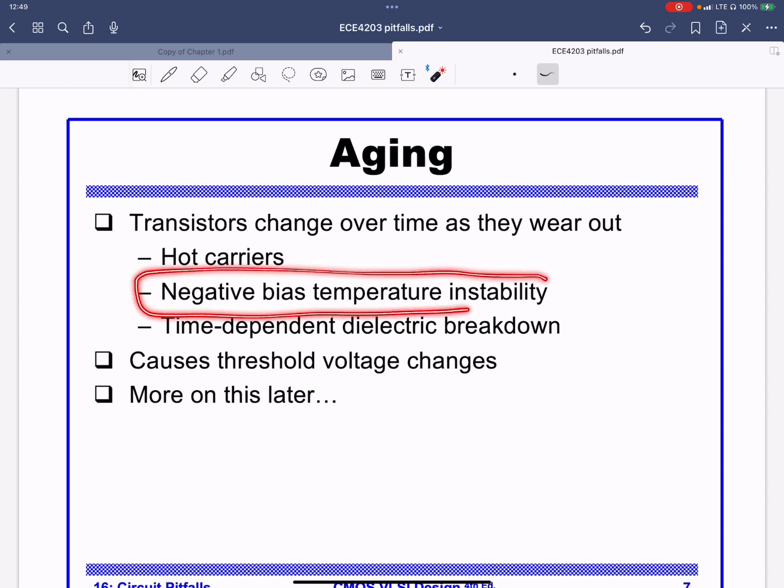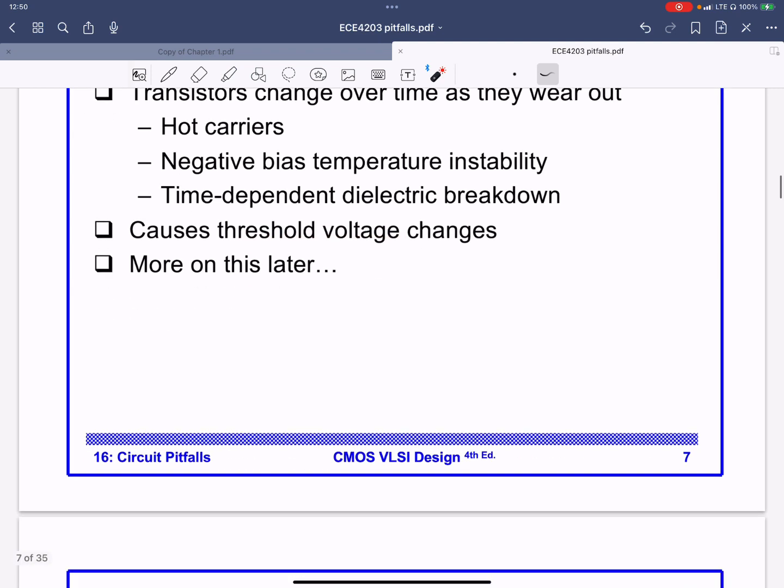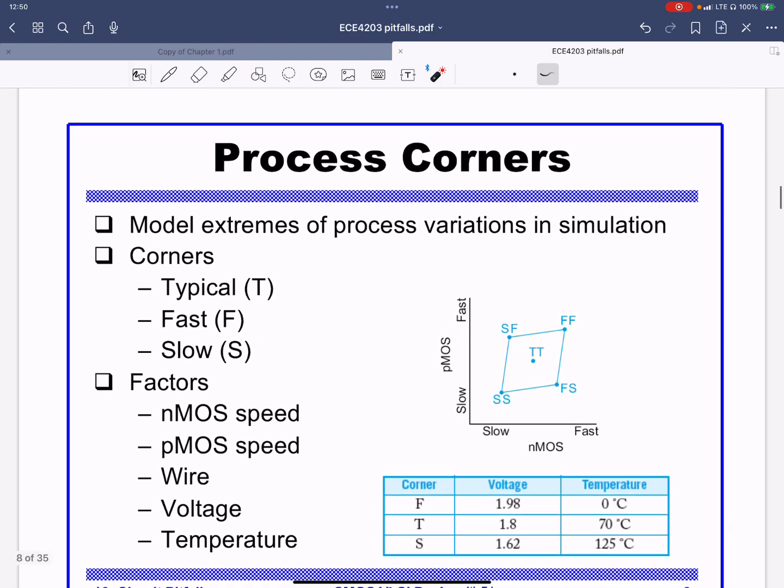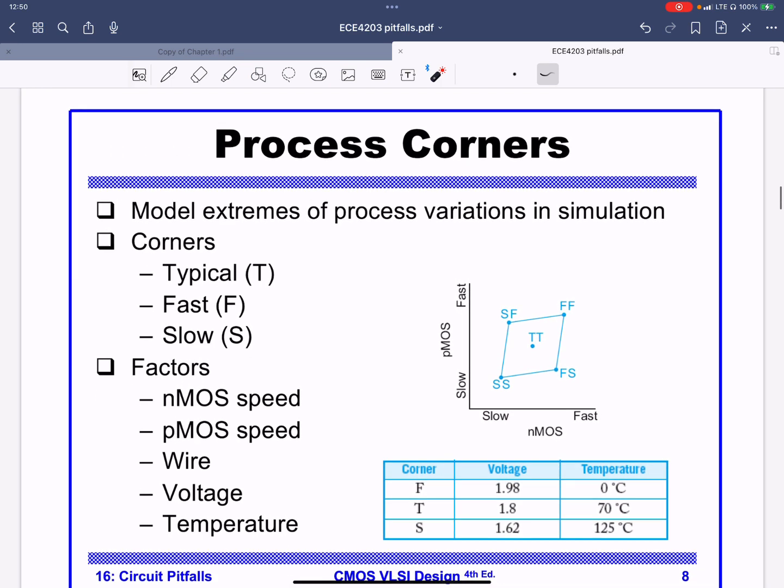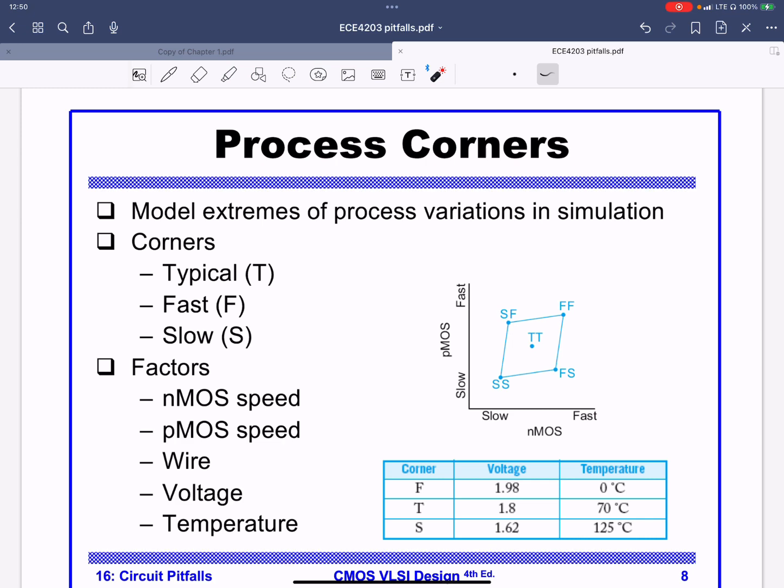Similar things happen with running things at a hot temperature for a long time, and it also shifts the threshold voltage semi-permanently. And then there's just the dielectric breakdown of gates, etc., that just comes with time. So all these things could cause changes in threshold voltage. All right, so we'll get back to those in a little bit. But let's look at the process variations and what a designer typically does to deal with those.